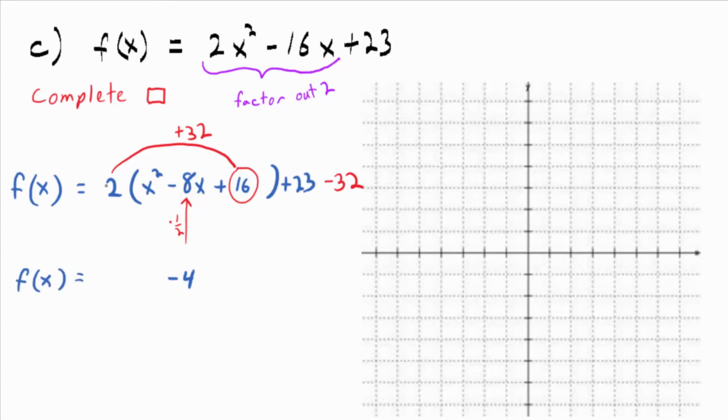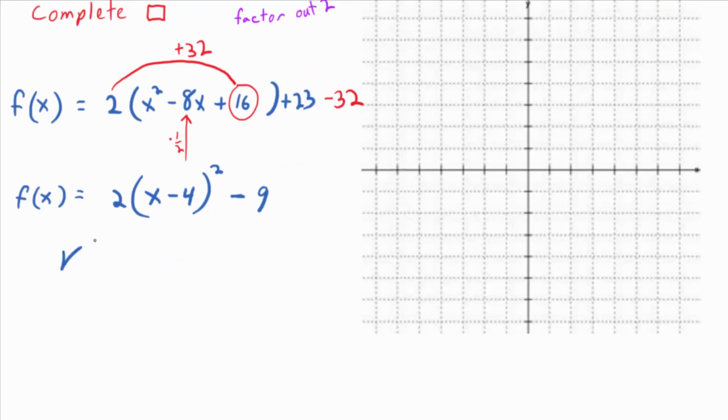that makes it 2 out in front, and then x squared minus 8x plus 16, what does that factor to be? X minus 4 quantity squared, right? And then what's 23 minus 32? Yeah, so minus 9 on the outside. What's the vertex? 4, negative 9. What's the axis of symmetry? AOS. X equals 4.